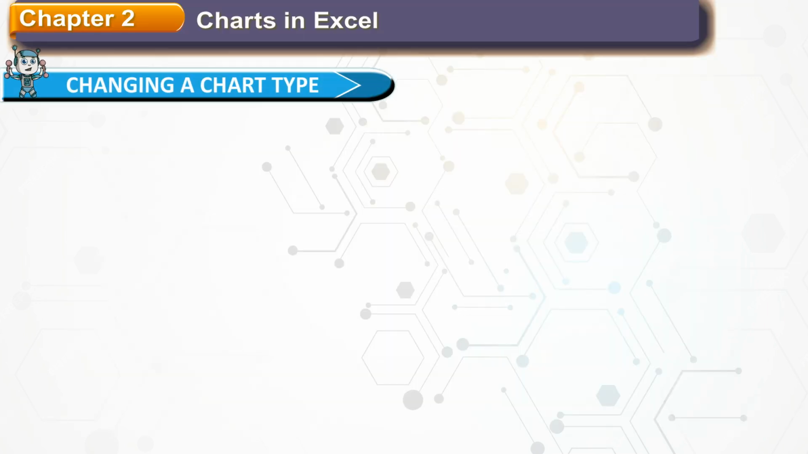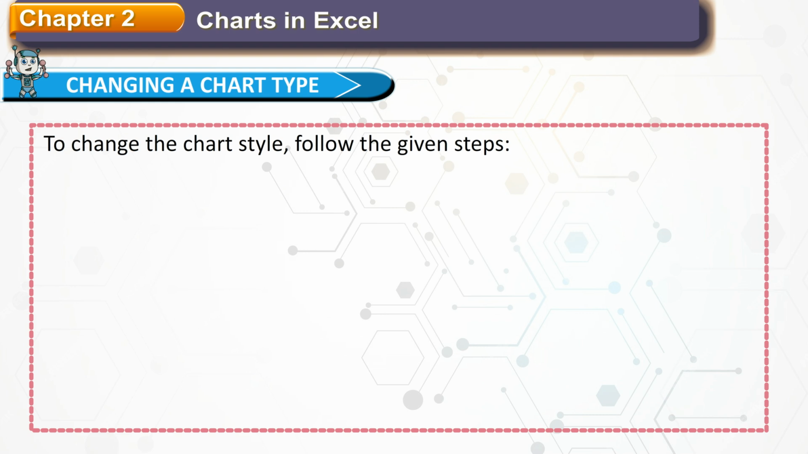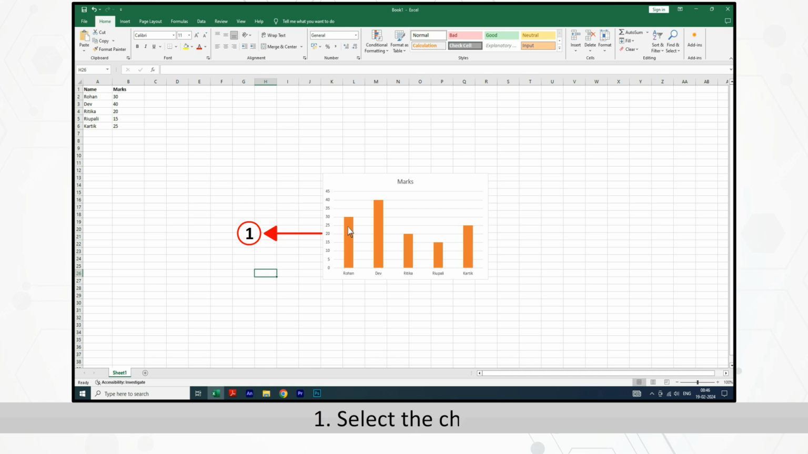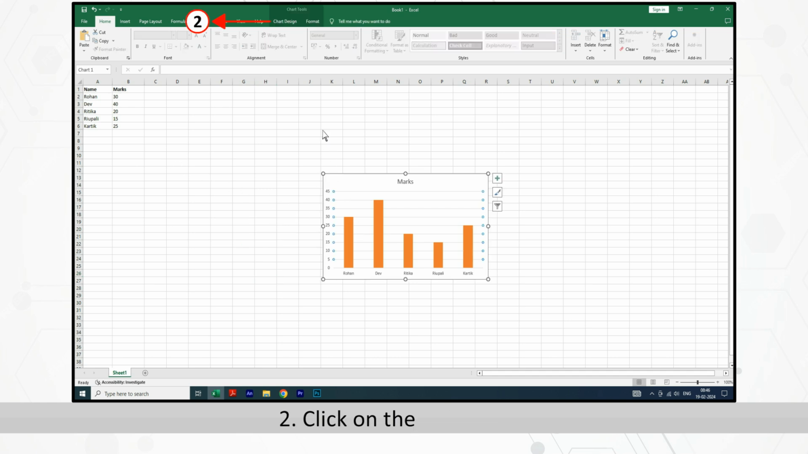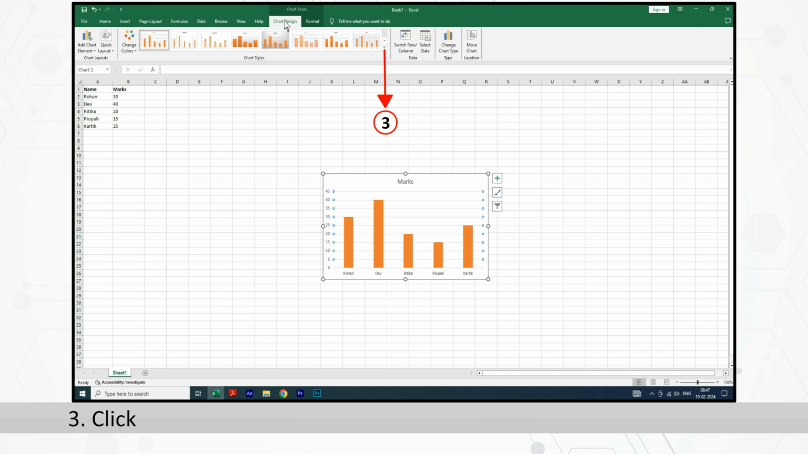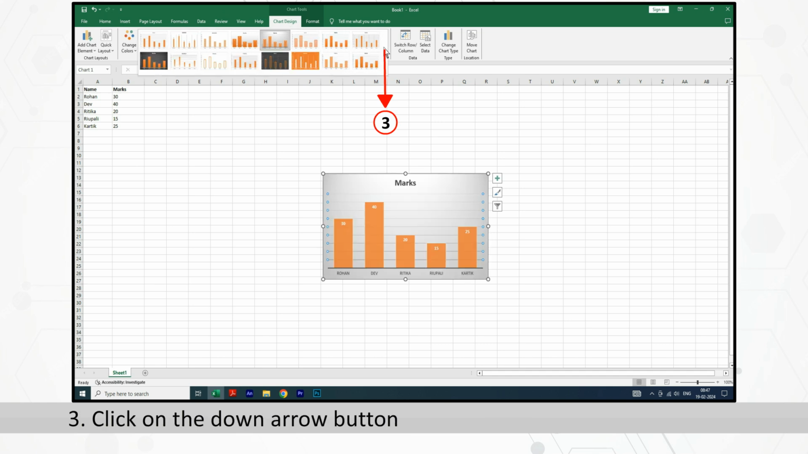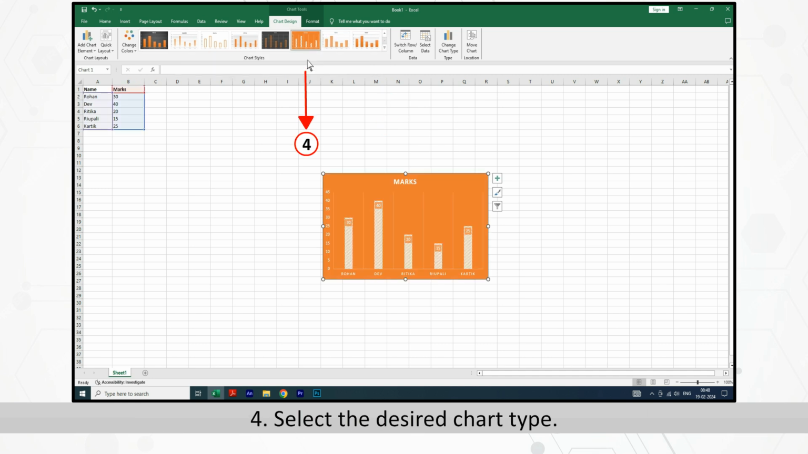Changing a chart type. To change the chart style, follow the given steps. 1. Select the chart. 2. Click on the Design tab. 3. Click on the down arrow buttons and select the desired chart style. 4. Select the desired chart type.